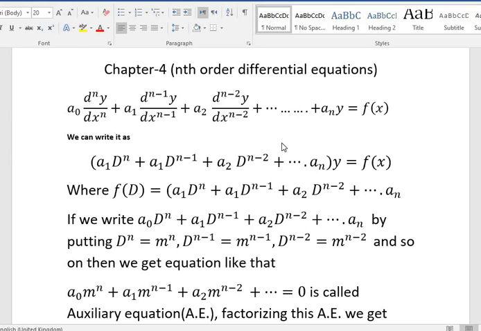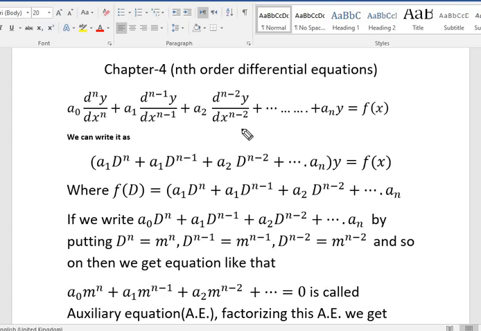Yes, my dear friend, today I am going to explain chapter 4, that is nth order differential equation. The nth order differential equation is a differential equation in the form a naught times the nth derivative of y with respect to x, plus a1 times the (n minus 1)th derivative of y with respect to x, plus a2 times the (n minus 2)th derivative of y with respect to x, and so on, plus a n y equal to f of x.